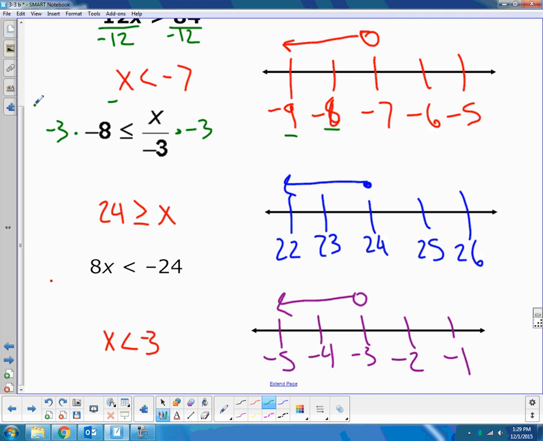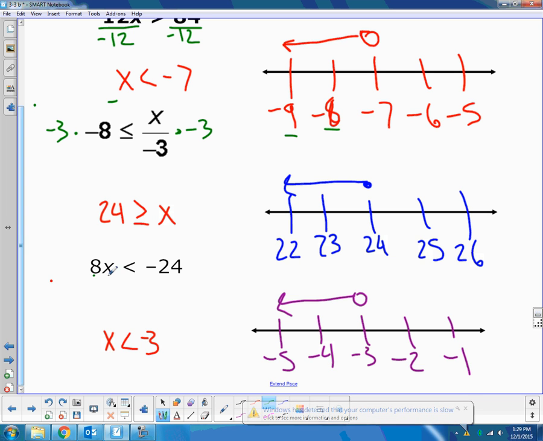If 24 is bigger than x, 24 is greater than x, 24 is greater than 23, 24 is greater than 22, and so my arrow goes to the left, and it's a closed-in circle because it could be equal to 24. Last one I'm going to solve.